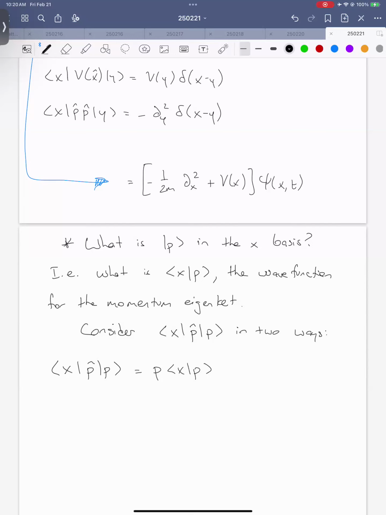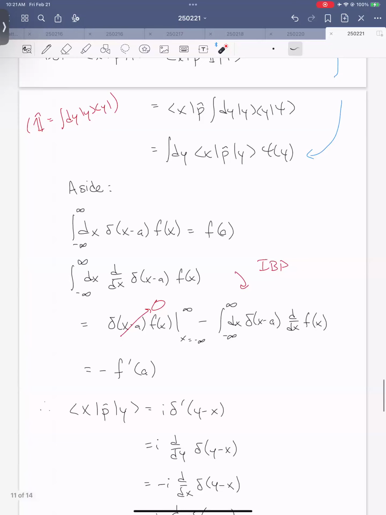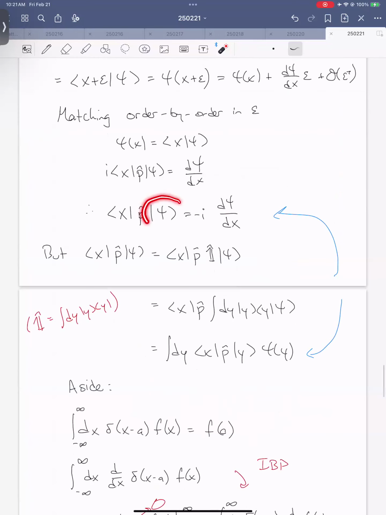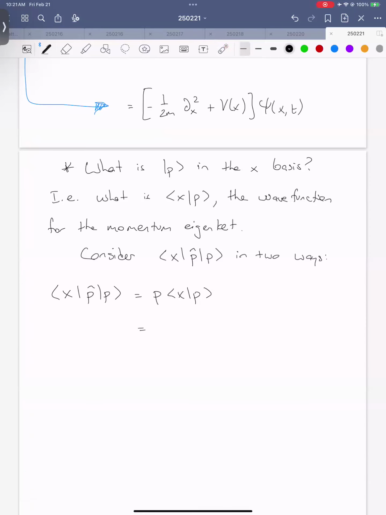Okay, great. Now, we previously labored to show that for any general state psi ket, x p hat psi ket is minus i d psi d x. So we can use that also. This is also equal to, and I've already lost the sign, but presumably my sign is right in my notes, minus i d by dx of xp.